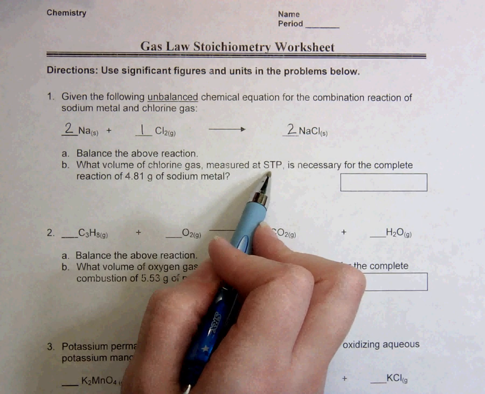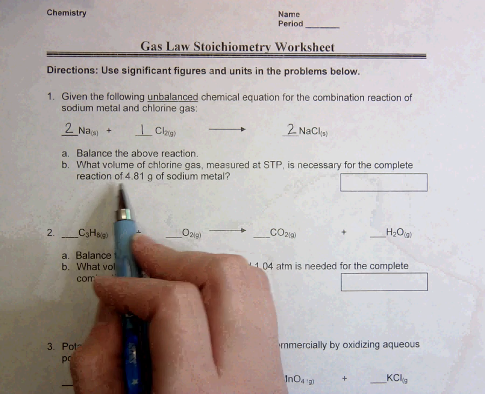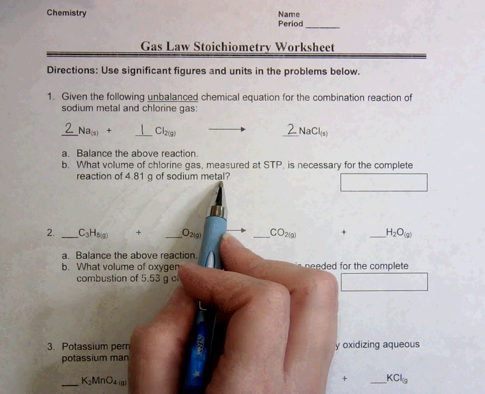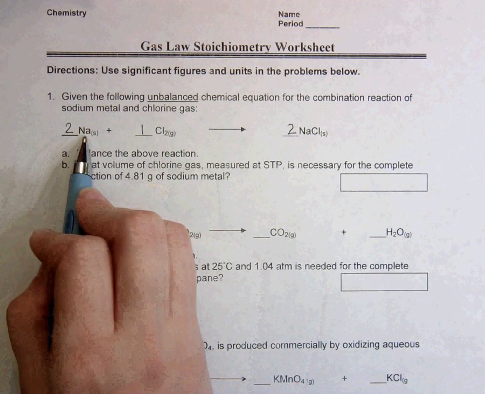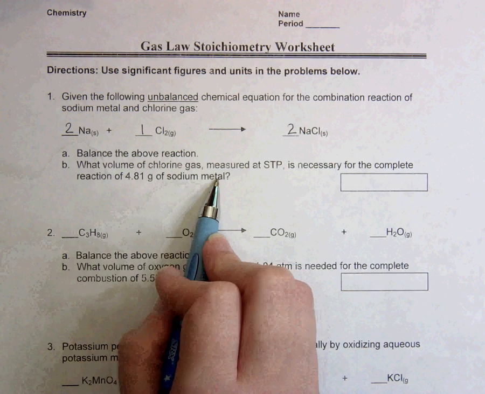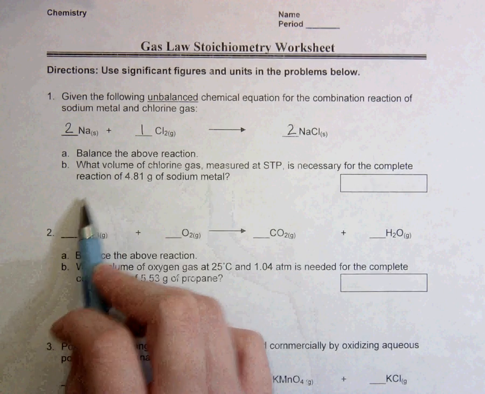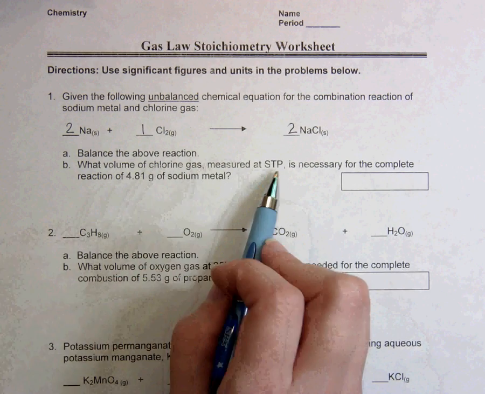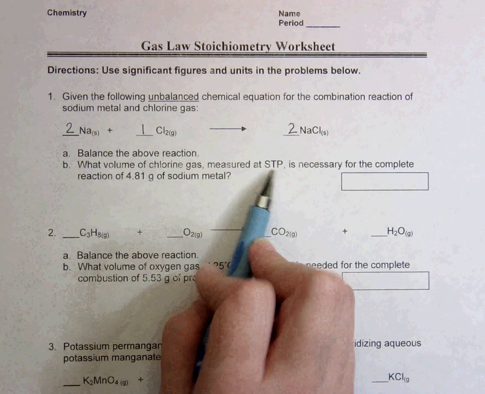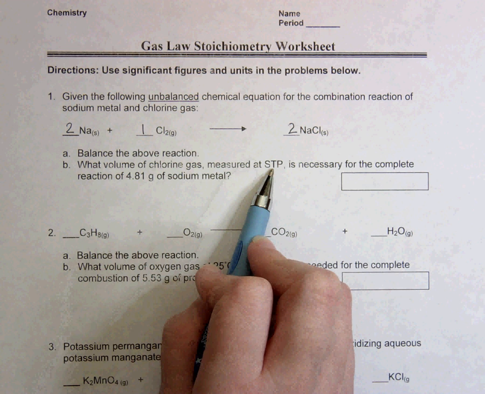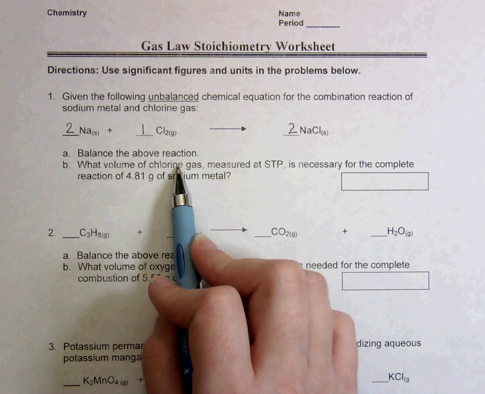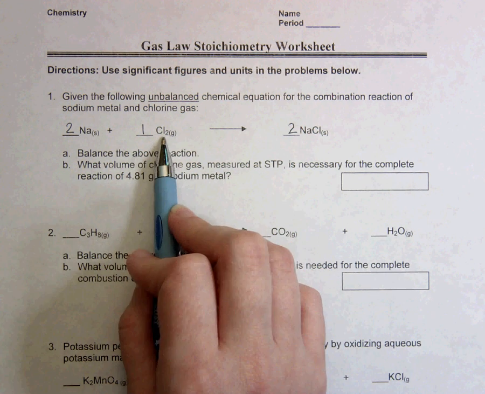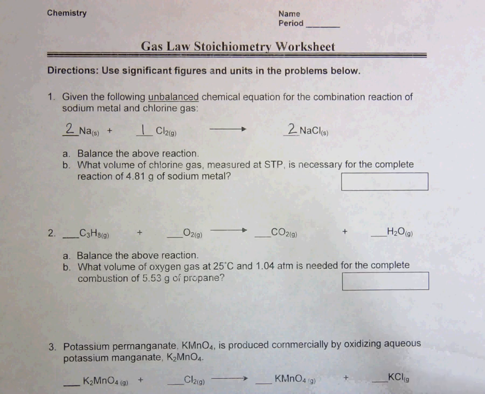Then it asks me what volume of chlorine gas, measured at STP, so I'm still at standard temperature and pressure, is necessary for the complete reaction of 4.81 grams of sodium metal. So here's our sodium metal. Sodium by itself is a metal. And so I'm going to do a stoichiometry problem right here to solve for the volume of chlorine gas. Now since this is at STP, I can use 22.4 liters for 1 mole of chlorine gas, which is Cl2. So there's nothing special that has to be done here.